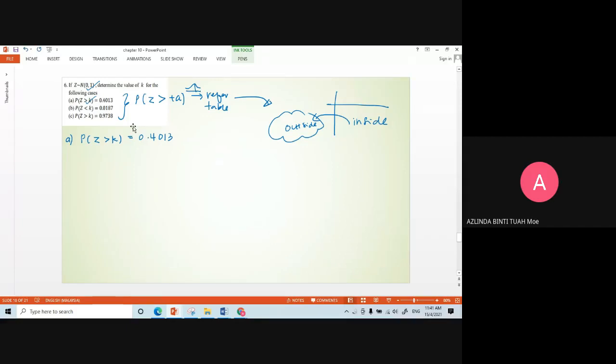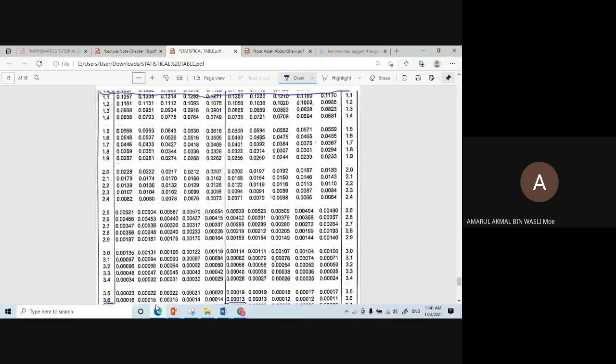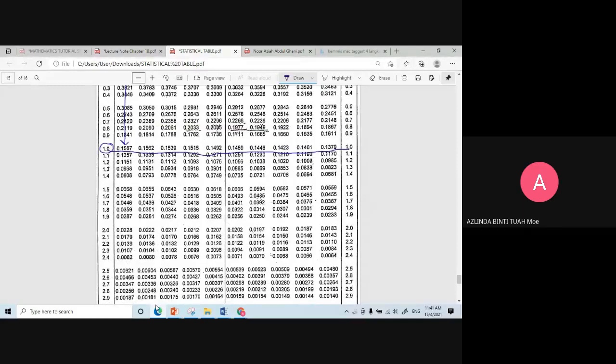0.40. Dia dapat exact value. Semua jumpa? 0.25. Jumpa tak? Semua jumpa tak? Jumpa, madam. Yes, madam.